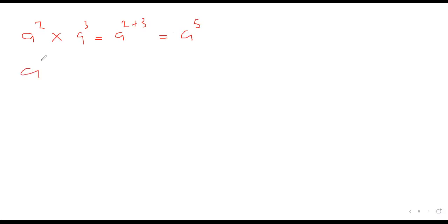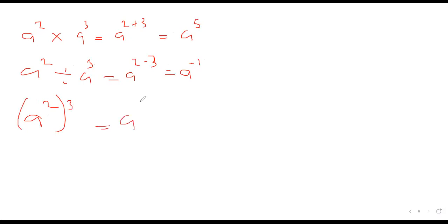However, if you have a to the power 2 divided by a to the power 3, this division sign becomes subtraction. So you're going to have a to the power 2 minus 3, which is equal to a to the power negative 1. If you have a to the power 2, then in brackets, there's another 3 outside, this means that you're going to multiply the powers. So this is 2 times 3, which is going to be a to the power 6. These are the properties of the indices. Are we following?